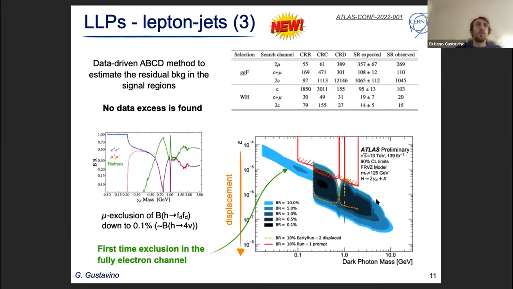Even in this case, of course, we use data-driven techniques based on an ABCD method. And no data excess is found. So even in this case, we set limits, this time in the 2D plane of the dark photon mass versus the coupling of the dark photon, which, as I was saying before, is related to displacement. And we can see here that for the first time, we can show exclusion in the fully electronic channel. And even in this case, we can exclude down to a branching ratio level of 0.1%.